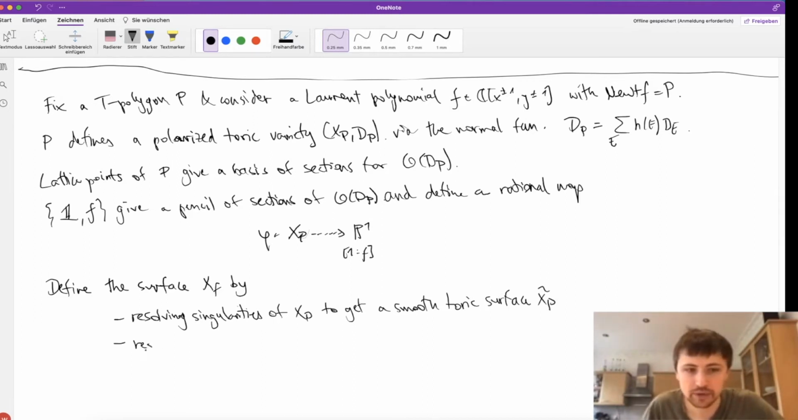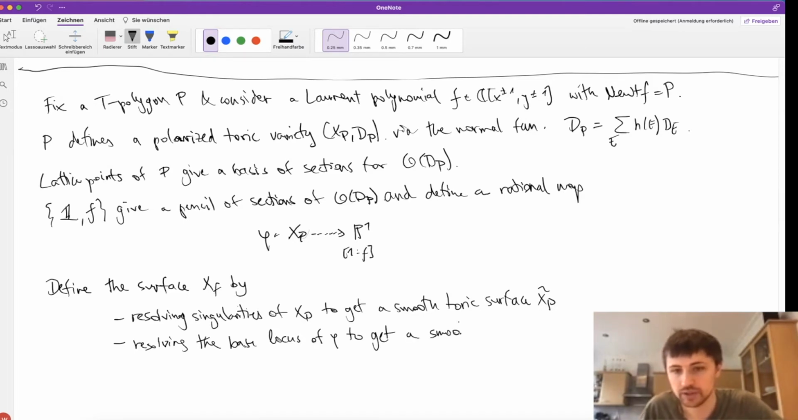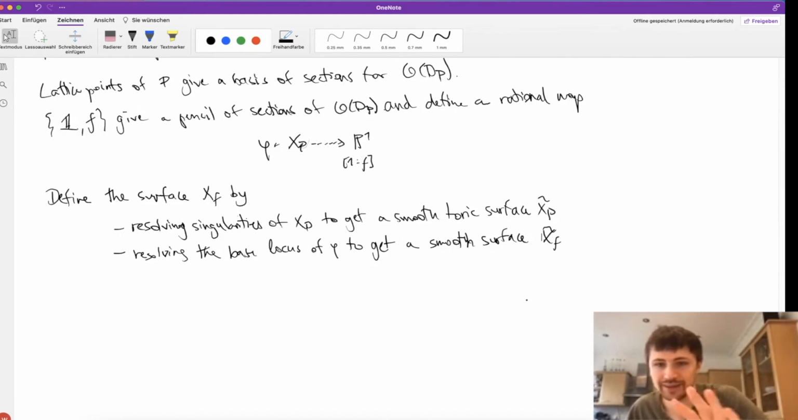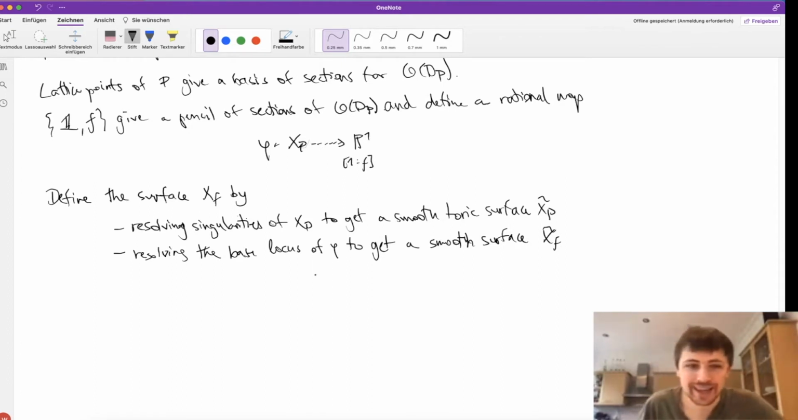Then the next thing is I want to resolve the base locus of phi to get a smooth surface, no longer toric, X_f tilde. And this surface X_f tilde now comes with a map to P^1, a regular map.